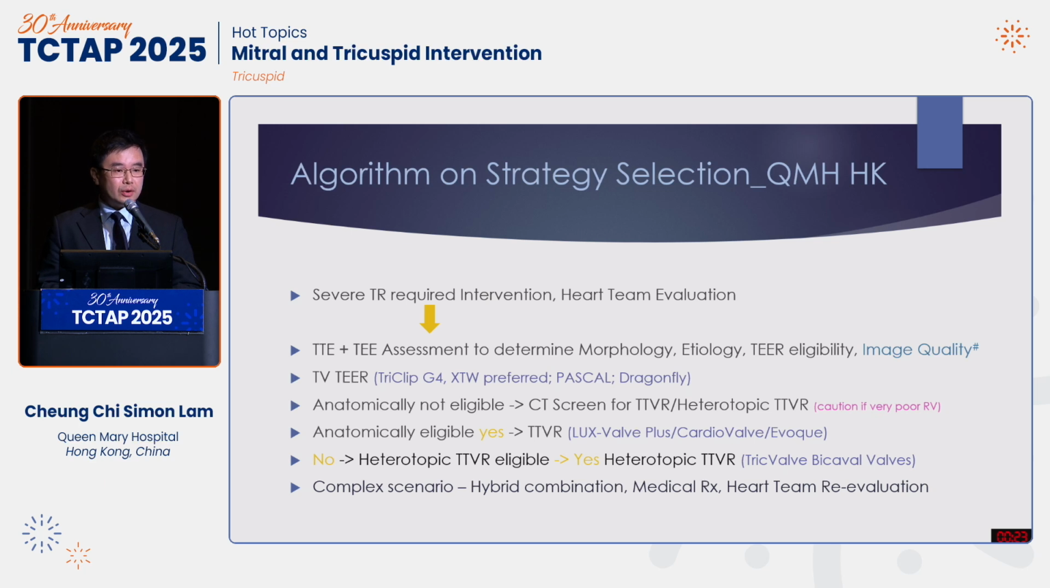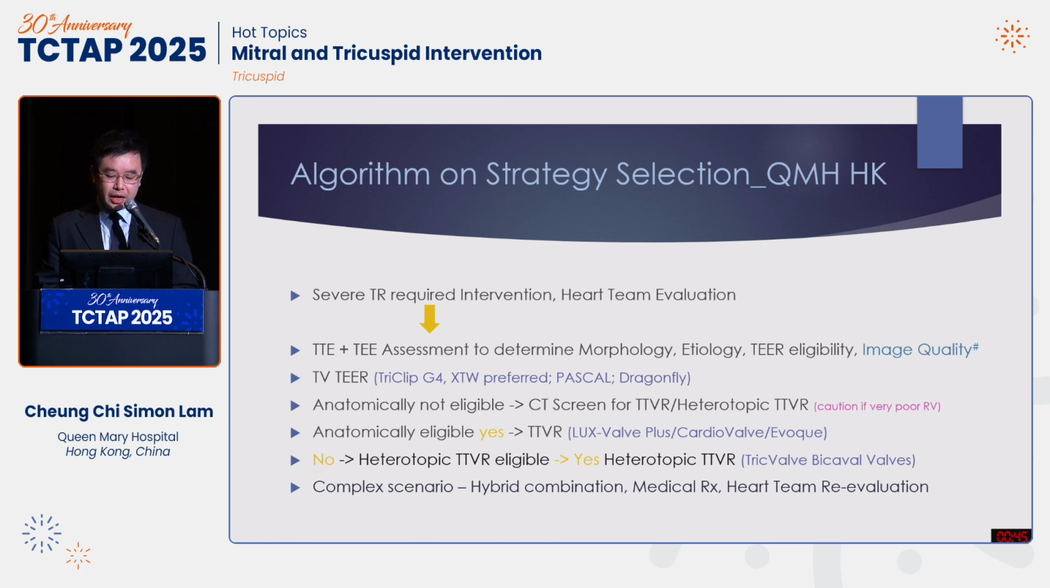And for us, heart team evaluation, TTE and TE assessment, and definitely if you think this is eligible for a TEER, then we'll go first. And if not, we don't want to just half-heartedly put in some clip and go away. CT scan is a must to screen for eligibility, both for TTVR. If it's good, then go for TTVR. If not good, let's go for bicaval valve.